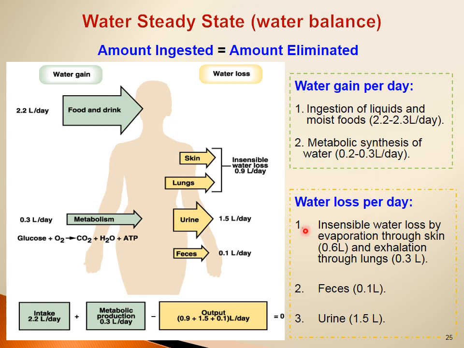And water loss per day is the insensible water loss by evaporation through the skin and exhalation through the lungs, and this accounts for about 0.9 liters. And then 0.1 liters in fecal material and 1.5 liters as urine.